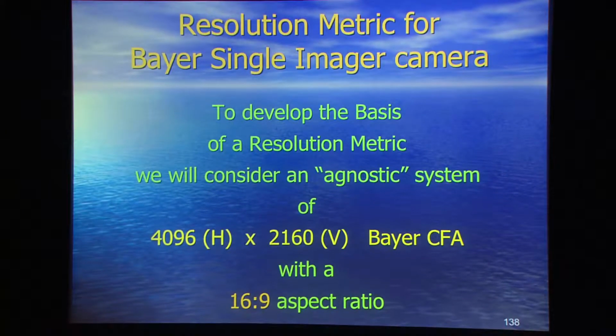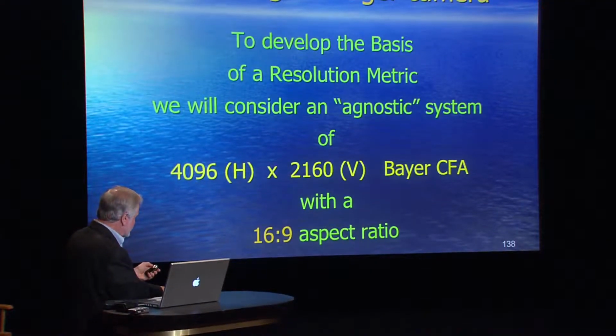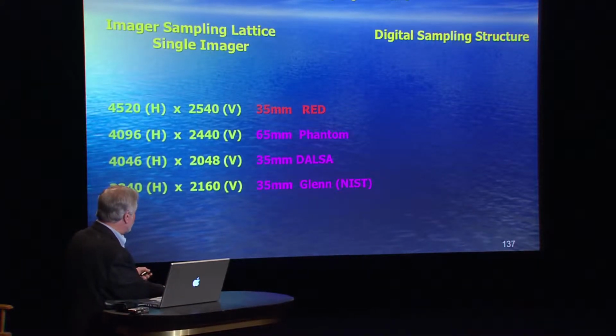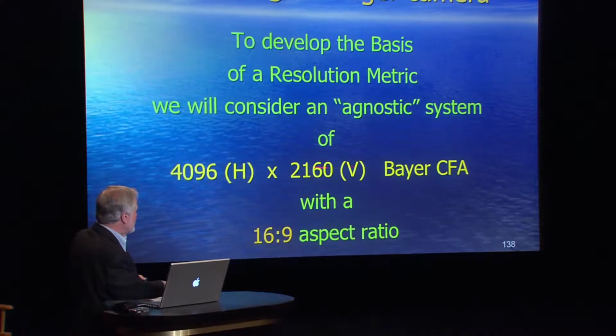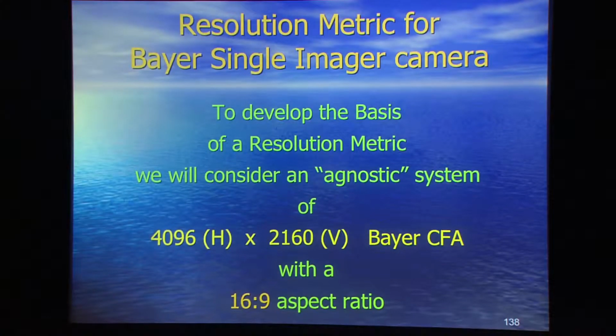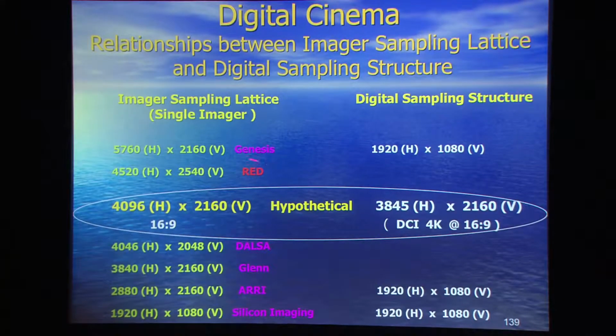So to look at the issue, I'm not going to pick on any of these guys. I'm going to pick my own set of numbers, very similar to some of these numbers, but a little bit different, just to be agnostic. And I'm going to use the Bayer, and I'm going to pick a 16:9 aspect ratio. This is my sensor, my photosites. So I'm slotting it in here relative to the others here. And we're just going to look at that.